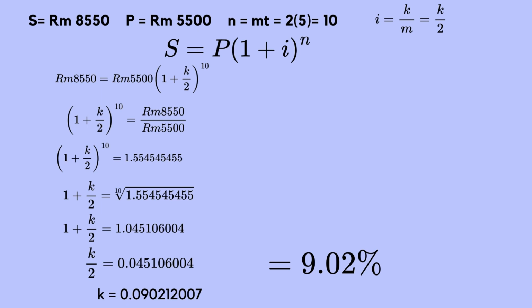So based on the information, 8,550 ringgit equals 5,500 ringgit open bracket 1 plus K over 2 close bracket power of 10. And then we move the bracket to the left side as open bracket 1 plus K over 2 close bracket power of 10 equals 8,550 ringgit divided by 5,500 ringgit. To remove the power, we need to write 1 plus K over 2 equals the 10th root of 1.5545455. And then the root answer will be minus 1. And to get K, we need to divide our current answer by 2. And we get our K, which is 0.090212007, also equal to 9.02%.